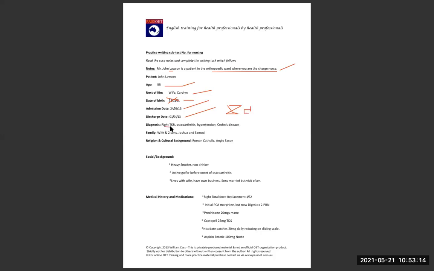डायग्नोसिस क्या था? राइट टोटल नी रिप्लेसमेंट. So this is the main thing. And these are the additional diseases he is having. So never write that patient was diagnosed with right total knee replacement and osteoarthritis, hypertension.